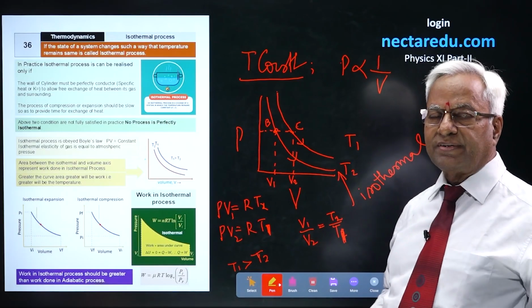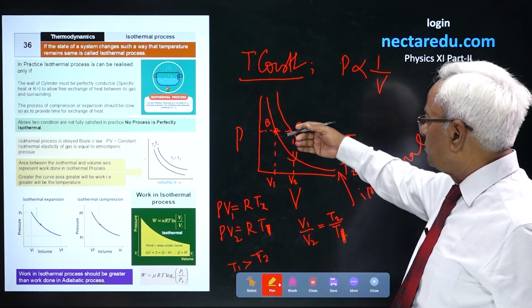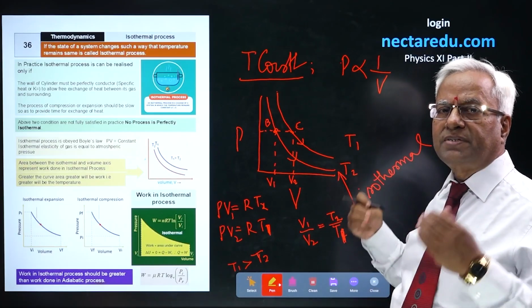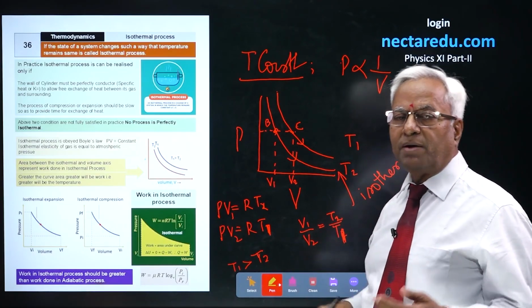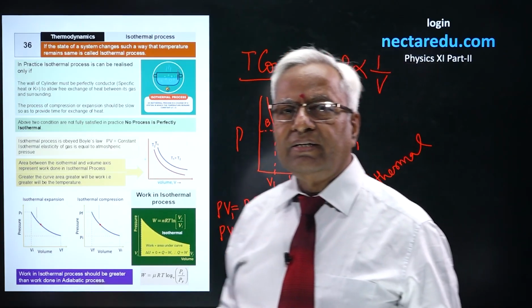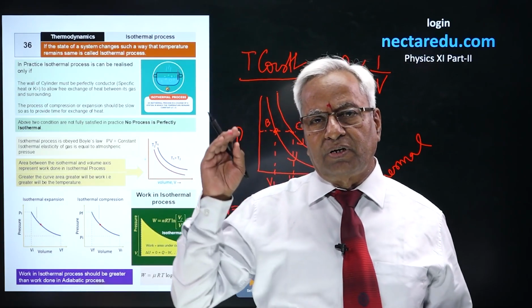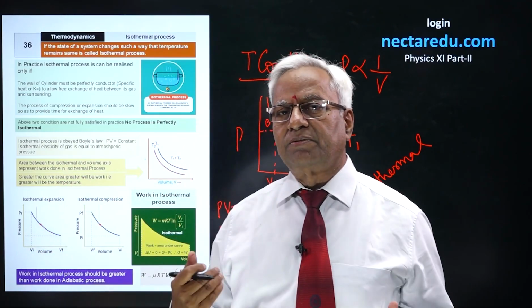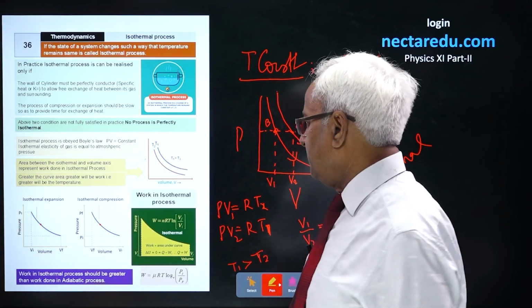It's a very important result that whenever an isothermal curve is at a greater distance from the origin, the temperature will certainly be greater. So you have to remember this important point: out of many isothermal curves, the curve that is at the furthest distance from the origin corresponds to the maximum temperature.